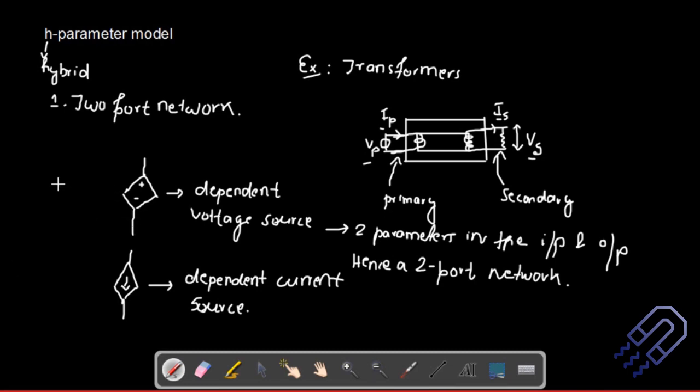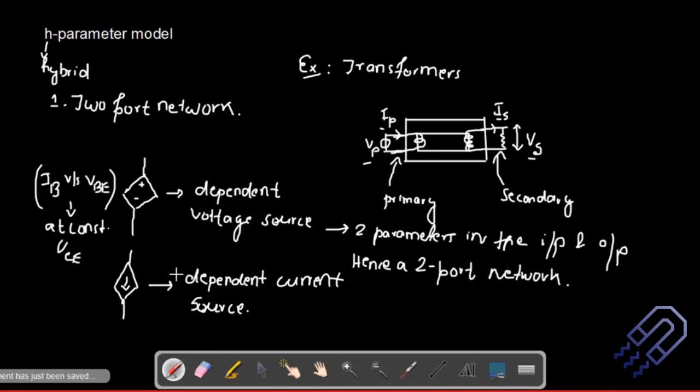If you want to find the input characteristics, you draw a graph of the input current, that is the base current, versus the base emitter voltage. You draw it at a constant collector emitter voltage VCE. That is how the input characteristics is drawn, and you get a diode kind of graph. Similarly for the output characteristics. These are all nothing but dependent sources, so you show it in this way. So this is important.